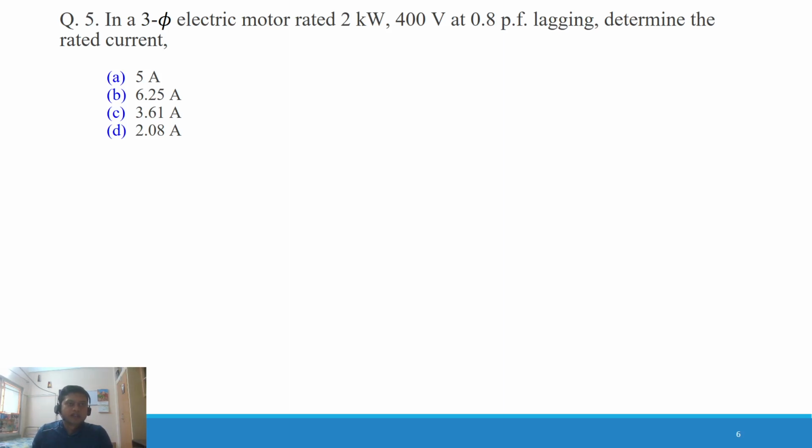In a three-phase electrical motor rated 2 kilowatt, 400 volt at 0.8 power factor lagging, determine the rated current. So whatever voltage is given, always assume that it will be line to line voltage. If it is specified that it is phase voltage, then take it as phase voltage. Otherwise, if nothing is mentioned in the question, always take this voltage as line to line voltage and the power as three phase power.